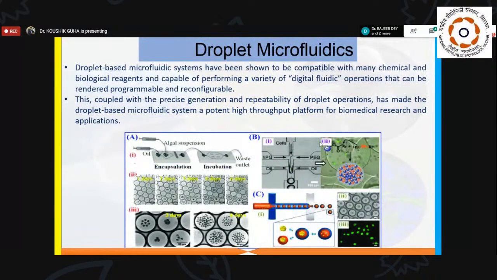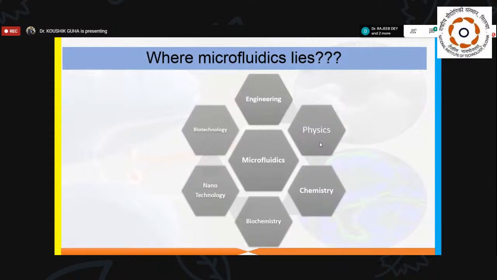So there are certain divisions or categories of microfluidics. Droplet-based microfluidic systems are there, where fluid flows in a droplet manner, suppose one drop, two drops. After some time, if you collect the drops, you can see all the fluidic behavior inside a microchannel, nanochannel, or microchamber. So droplet-based microfluidics is also very popular nowadays. Microfluidics lies in this domain.